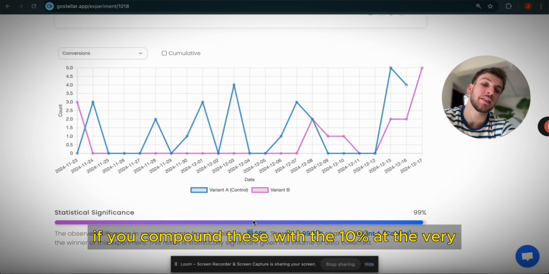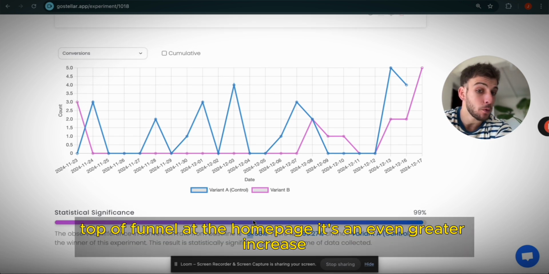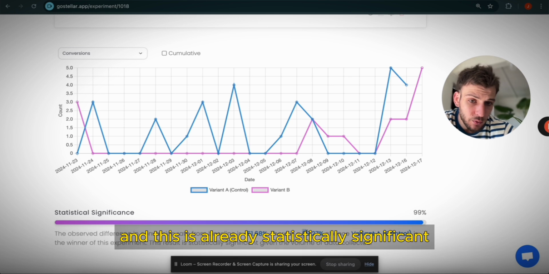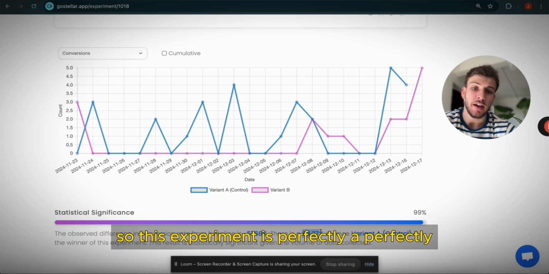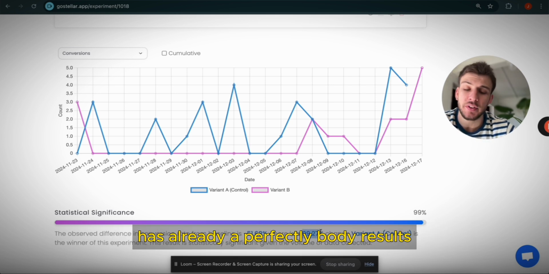If you compound this with the 10% at the very top of funnel at the homepage, it's an even greater increase. And this is already statistically significant. So this experiment has already a perfectly valid result.